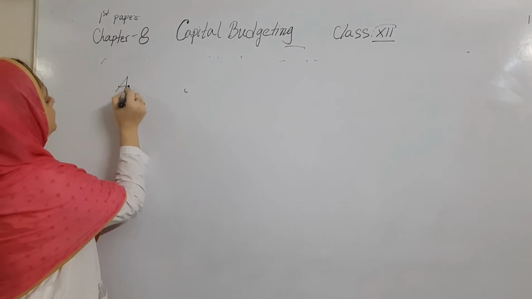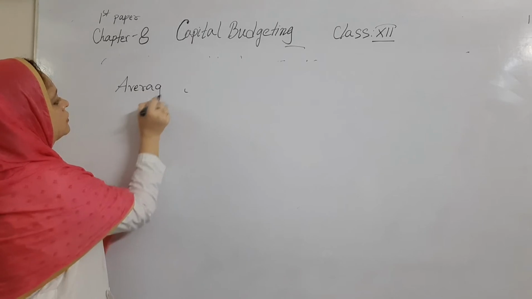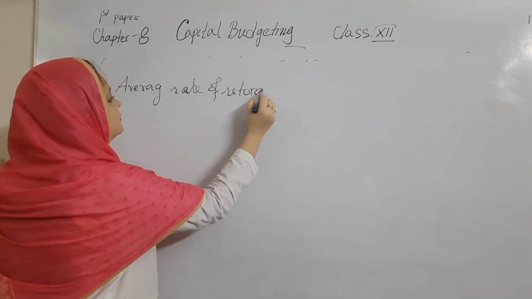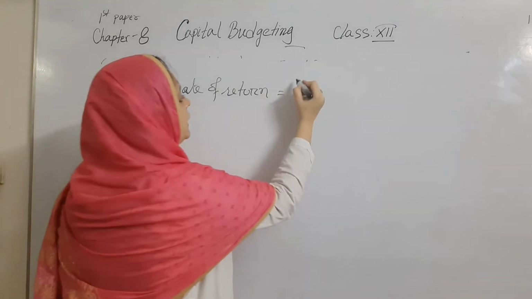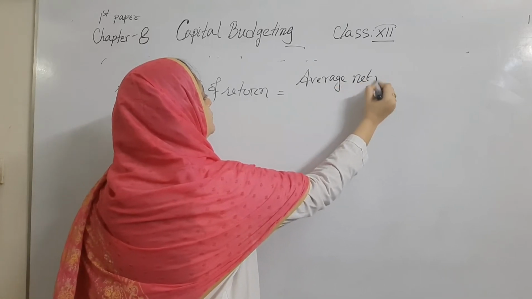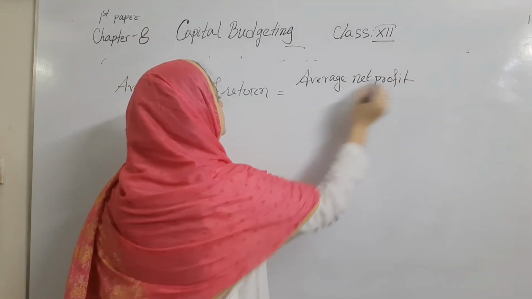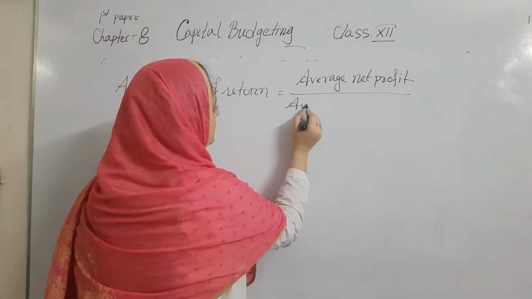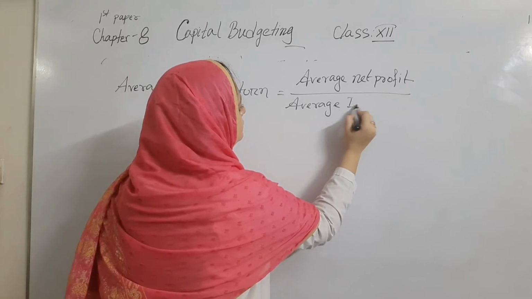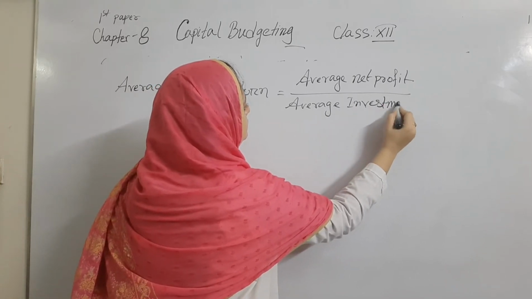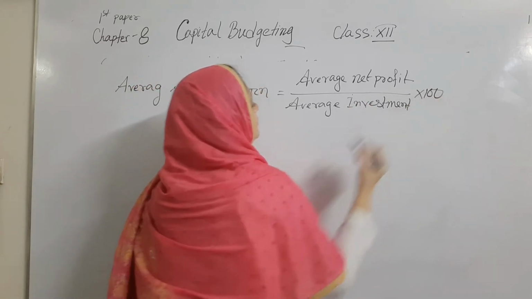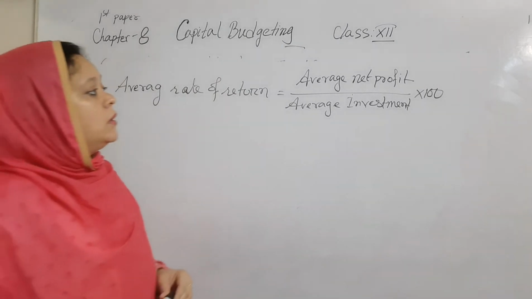The formula: average rate of return is average net profit divided by average investment, multiplied by 100, because the result will come as a percentage.